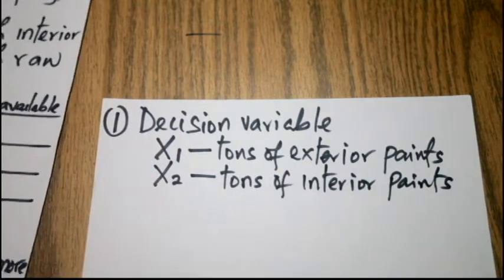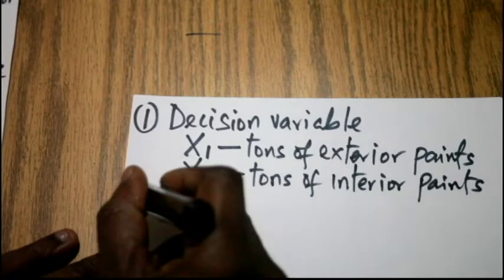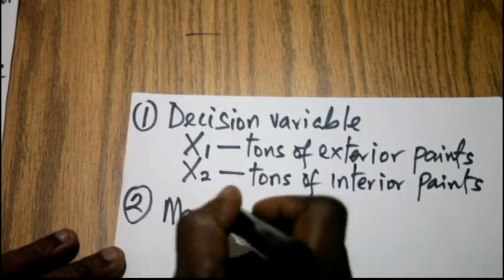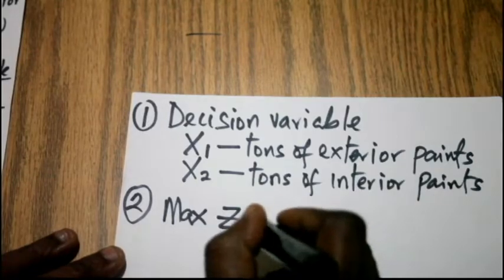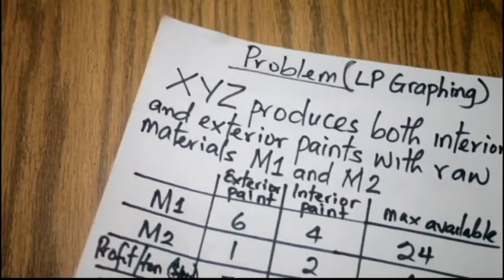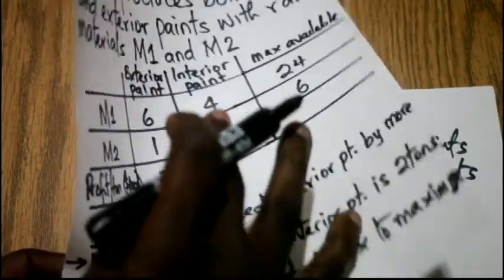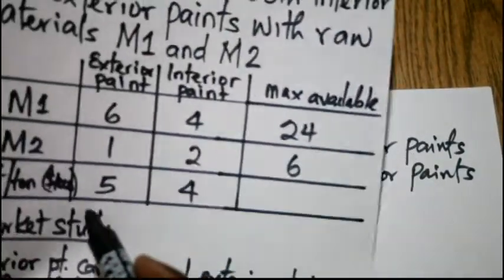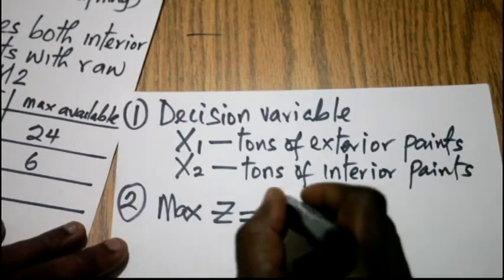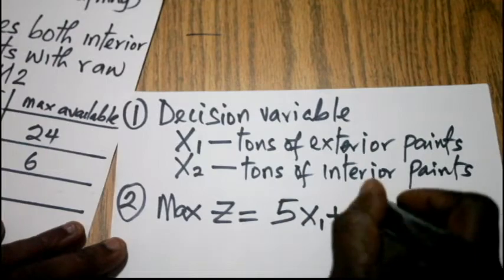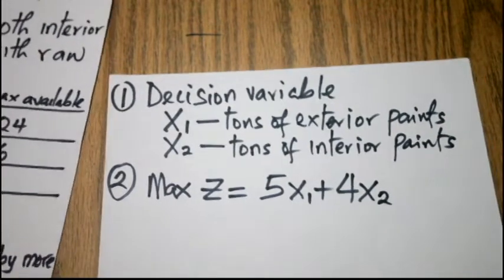The next step I'm going to advance towards now is how to state my objective function. To identify the objective function, I have maximize. The objective function wants us to find the optimal solution for the value that we got. Here I have 5 and 4, in thousands of dollars. So I'll say 5 for X1, where X1 is tons of exterior paint, then 4 multiplied by X2, which is tons of interior paint. So what I'm going to have now is 5 X1 plus 4 X2. That is done. The next step is to identify my constraints.